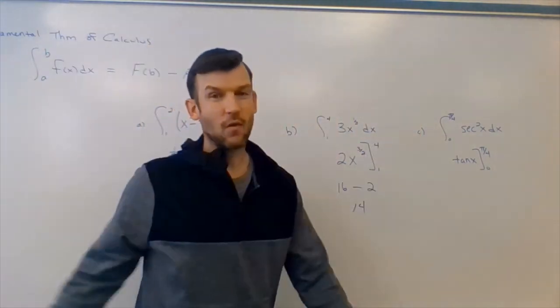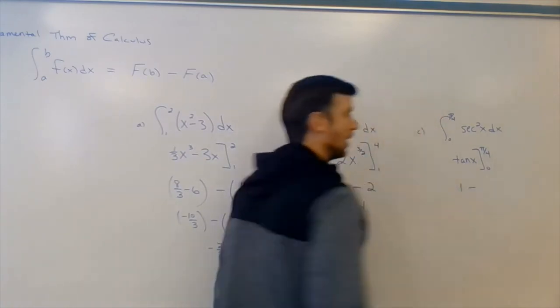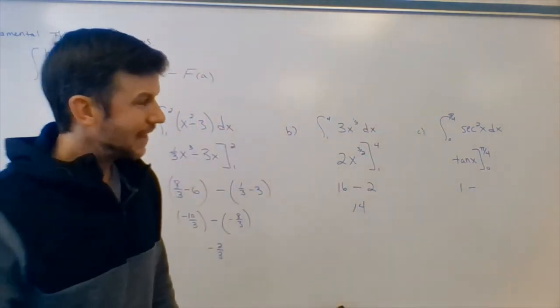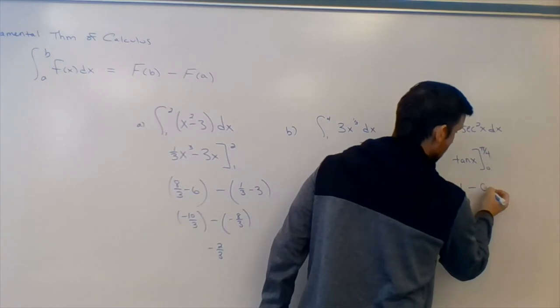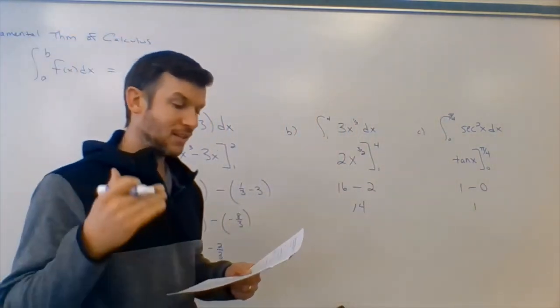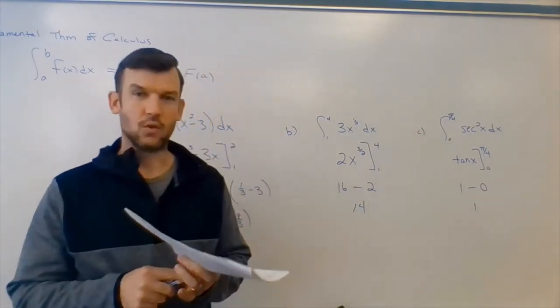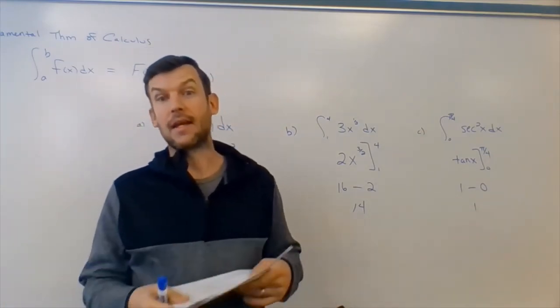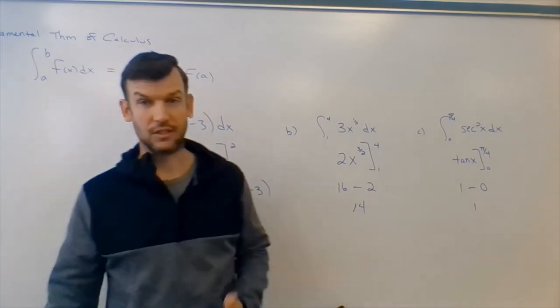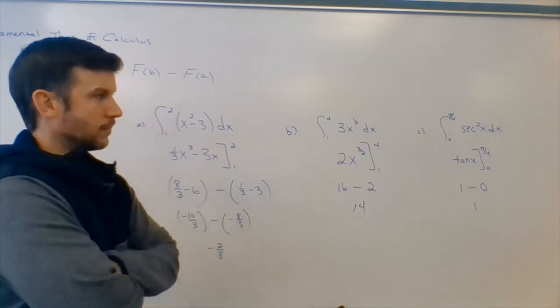We plug our pi over 4 in first. Tangent of pi over 4 is 1. Minus, we plug our 0 in. Tangent of 0 is 0. So we get 1 as our answer. So that is using the fundamental theorem of calculus to evaluate, technically finding the areas underneath these functions, or between the function and the x-axis, over the given interval.